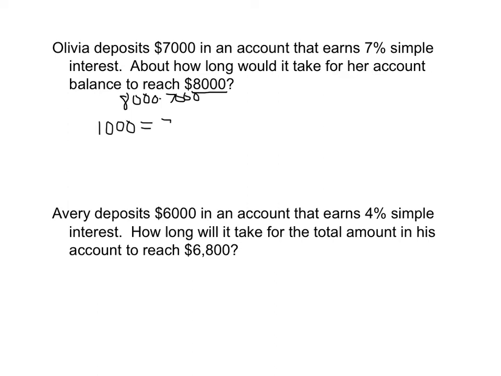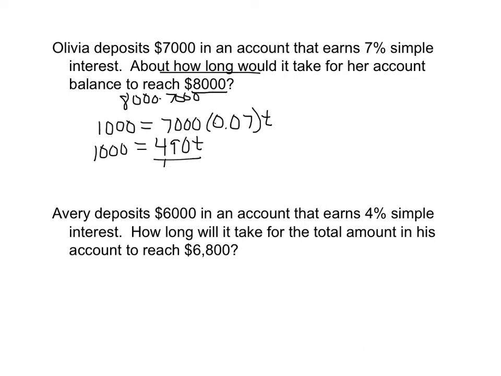So that has to equal our original amount, which is our principal, 7,000, times our 7% interest rate, which as a decimal would be 0.07. And what we're trying to figure out here is how long it would take, so we're looking for the time. Once again, I'm going to simplify the right-hand side of my equation by taking 7,000 times 0.07, and I get 490. So 1,000 is equal to 490 times t.